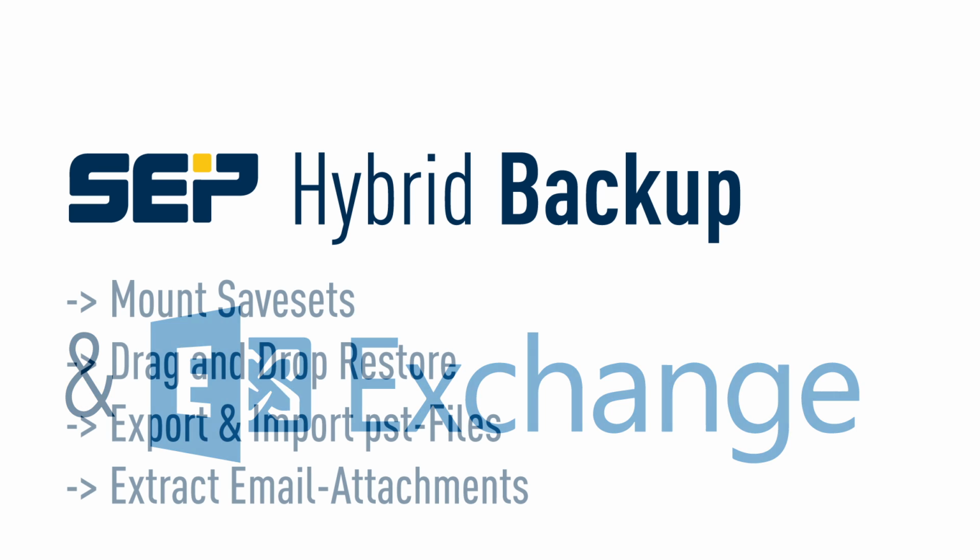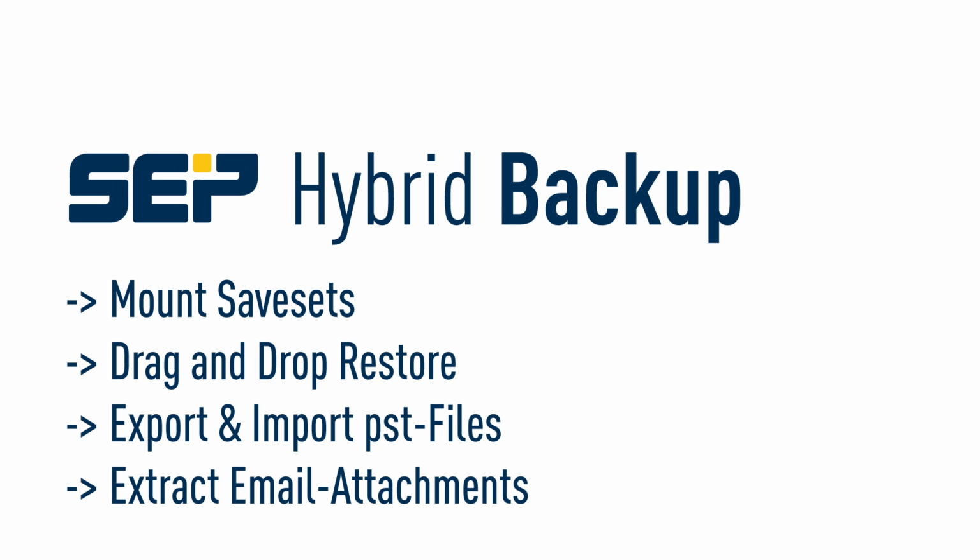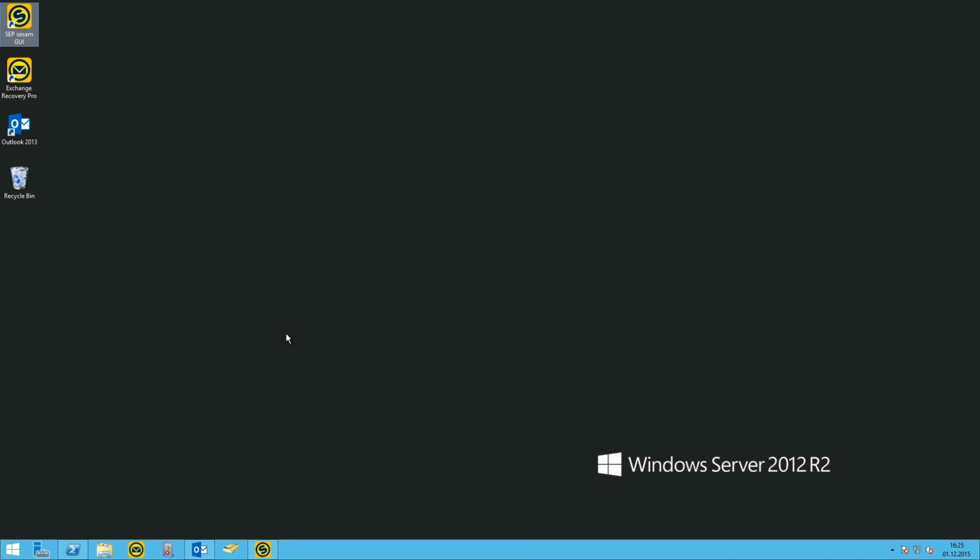My name is Peter Leitner and I'm going to take you through the steps that are required to successfully recover an email or any other single object in your Exchange server environment. First of all, please make sure that you have the following components installed on your machine: Outlook 32 bits, Exchange Recovery Pro, and the SEP sesam GUI. You'd best do this on your SEP sesam server or remote device server to have the ability to mount your Savesets.